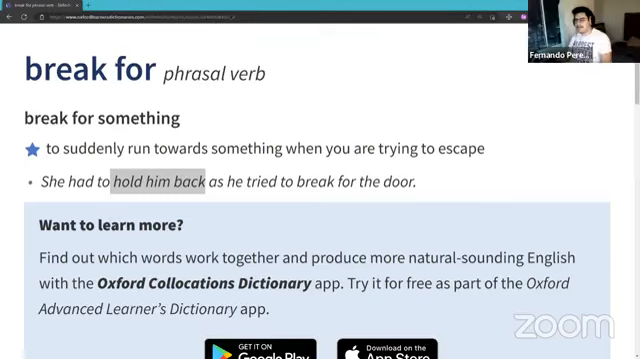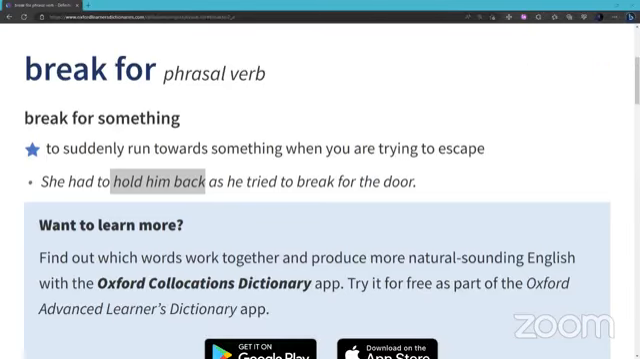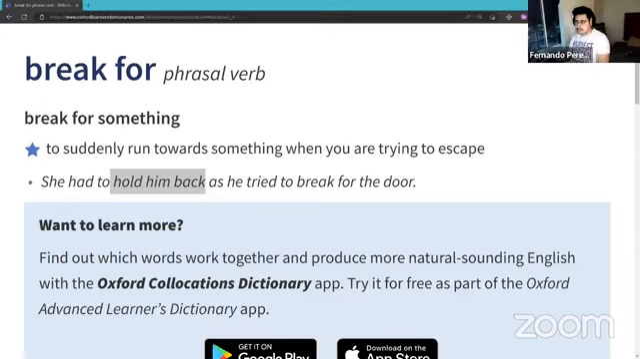Okay. So then, how would you say that? She had to hold him back as he tried to run for the door. To run towards the door. Exactly. Yes. To run towards the door. Very good.